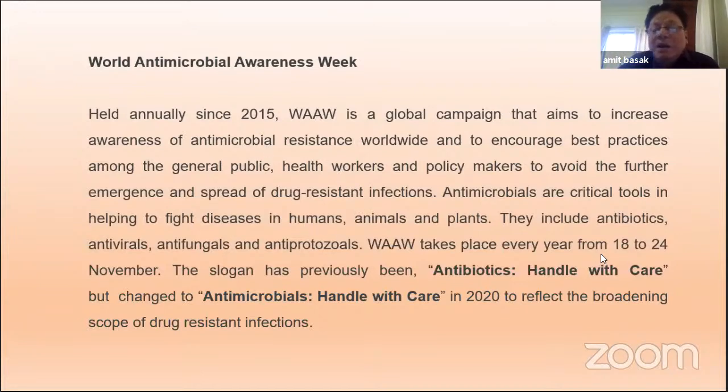Okay, and it takes place from 18th to 24th November. So it's not far now, 16 days from now. The slogan was earlier "Antibiotics, handle with care." Now it has changed to "Antimicrobials, handle with care." There is a difference between antibiotics and antimicrobials. Antibiotics are made by microorganisms to kill other microorganisms. Antimicrobial is a very general term which can kill any microbe. So, antimicrobials, handle with care.